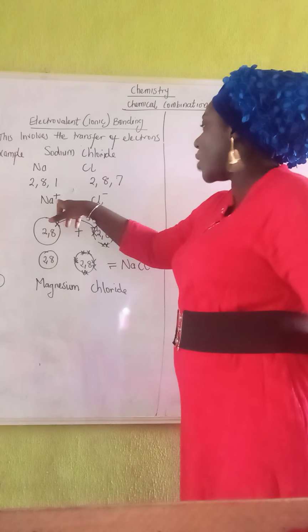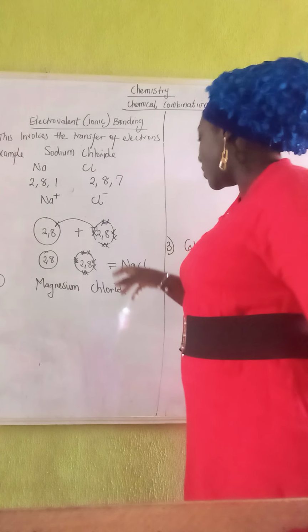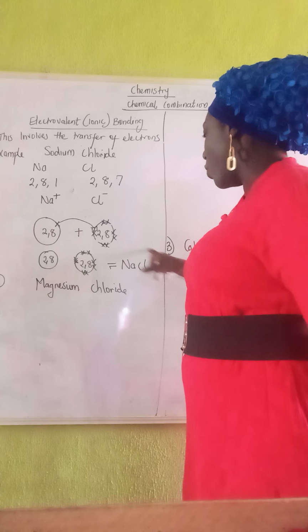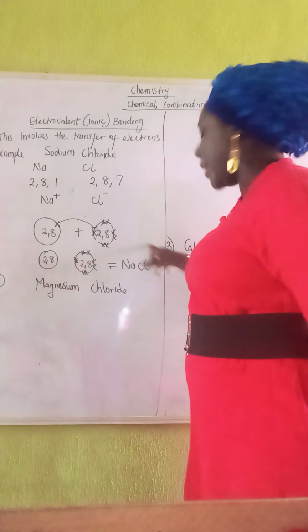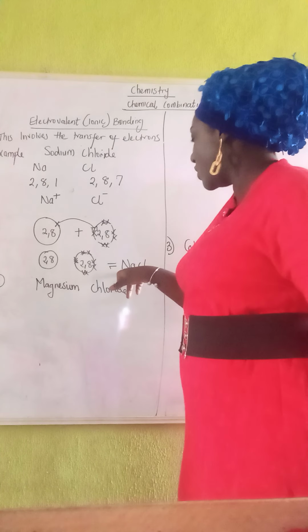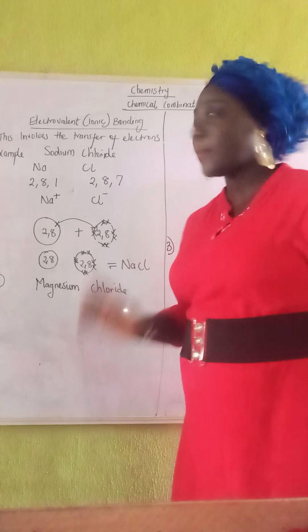So because this one is plus 1, chlorine is minus 1, once they cross like that, it becomes sodium chloride. NaCl. The minus 1 goes like this, the plus 1 goes like this. So it is balanced. Now let's look at this one.